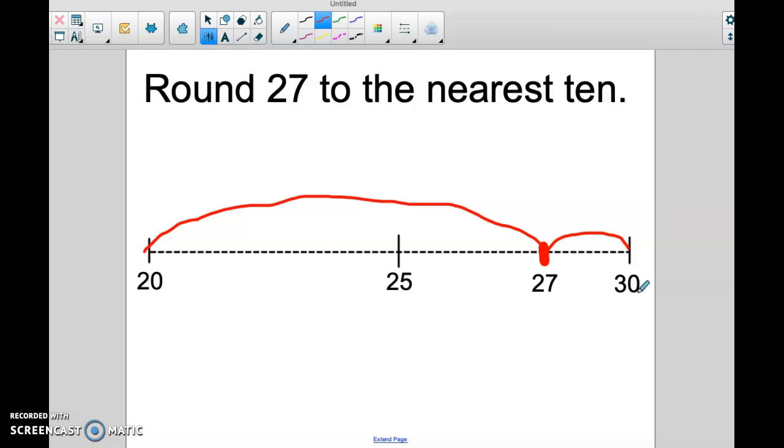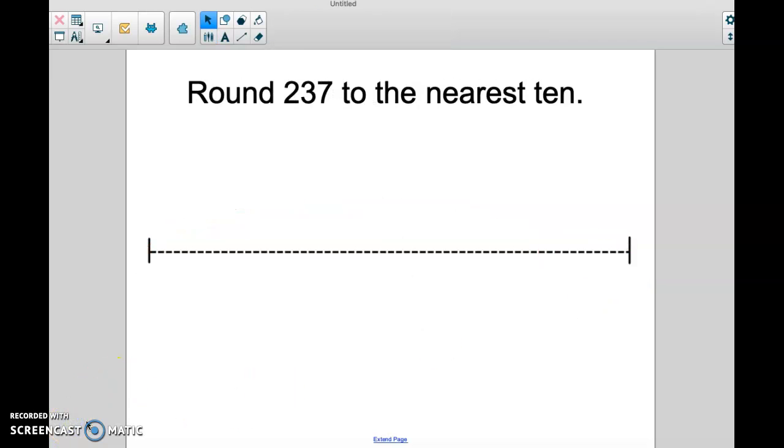Okay? That is all we do. I know it takes a lot of time, but that is how we teach rounding using the number line strategy. Let's move on to a 3-digit number rounded to the nearest 10. We do essentially the same thing.